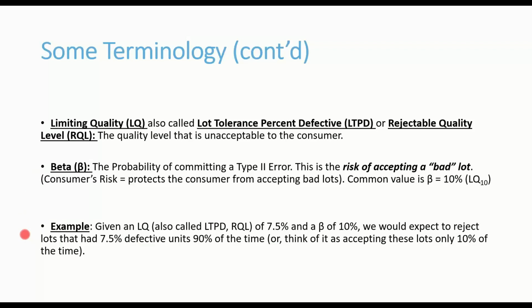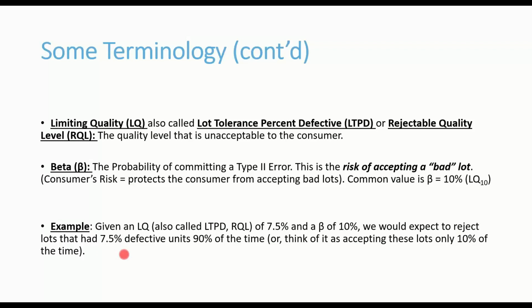Here's an example. If we have an LQ, also called LTPD or RQL, of 7.5 and the beta is 10%, that's our probability, or risk, of accepting a bad lot, then we would expect to reject lots that have 7.5% defective units 90% of the time. Okay. Again, that's just 1 minus beta, because 1 is 100%, right? So 1 minus 0.10 is 0.90, which is 90%. I also say think of it as accepting these lots only 10% of the time if they have the 7.5% defective units or more.